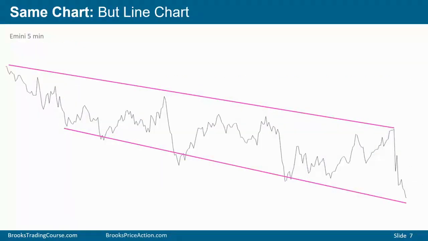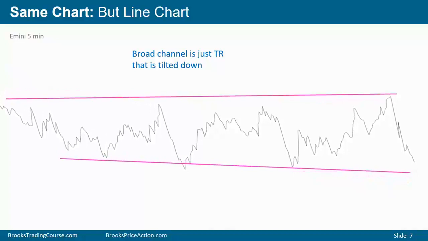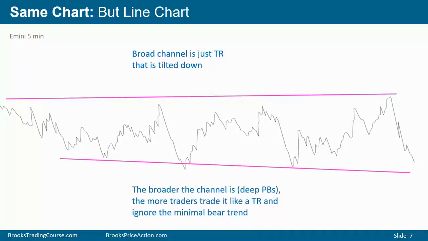It's the same channel that I just showed you, but now I have it drawn as a line chart. You can see it's a bear channel. A broad bear channel is simply a trading range that is tilted slightly down. You can see it's basically a trading range that has a little tilt to it. It has deep pullbacks, and the more it looks like a trading range, the more traders tend to trade it like a trading range. They ignore the minimum bear trend.